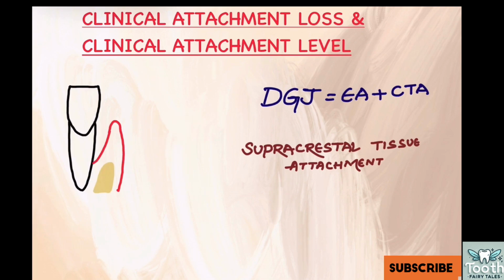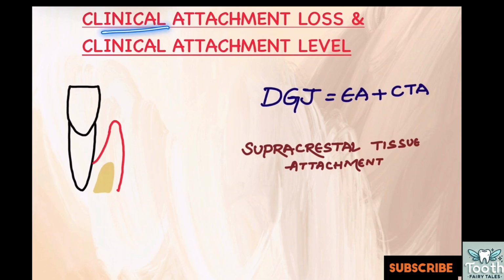You might also hear the term supracrestal tissue attachment when we talk about the height of this dento-gingival junction. So this height was previously known as biological width and now it is known as supracrestal attachment, and the height is around 2.04 mm. So this is about the dento-gingival junction.